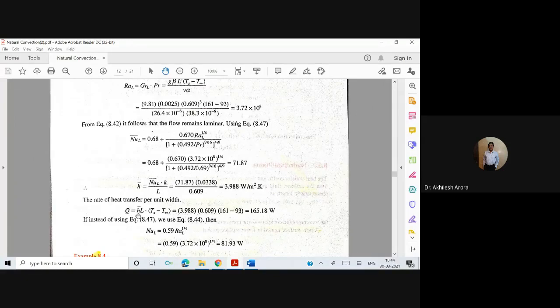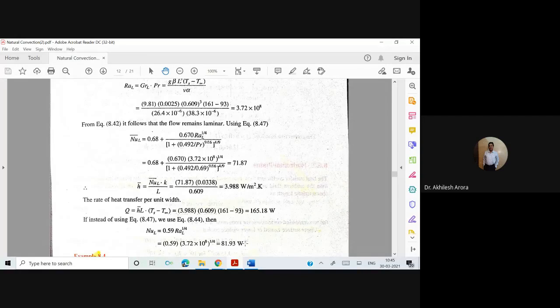And then they have calculated the heat transfer, which is coming out to be 165.18 using this particular equation, per unit width of the plate. And then they have used the other equation also, a correlation based on Nusselt number equal to C times Rayleigh number raised to power 1 by 4, and calculated the value of the Nusselt number.